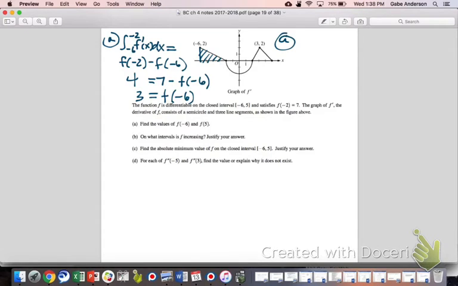So this one would be trying to find f of 5. So this time it's going to be the integral from -2 to 5 of f prime. And that's going to equal f of 5 minus f of -2, using the same kind of strategy we did before. Once again, I know that f of -2 is 7. F of 5 is my target.